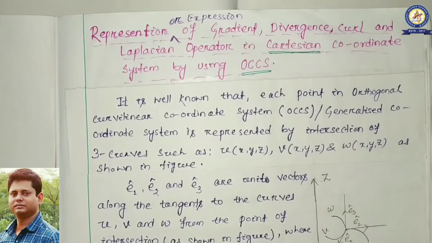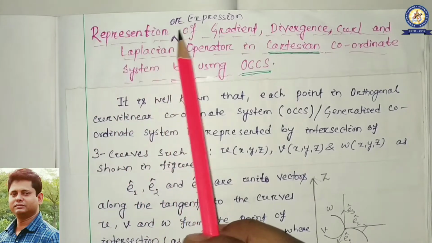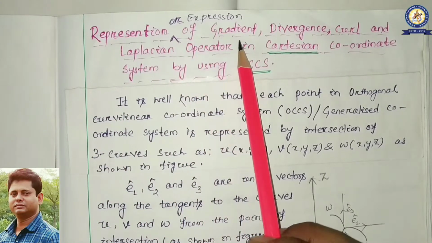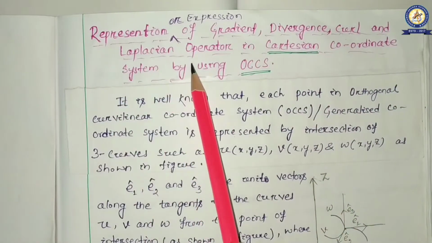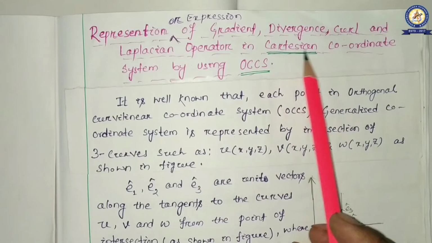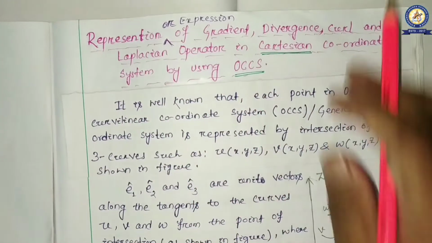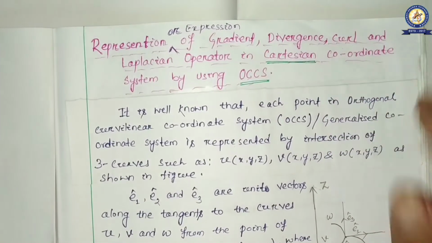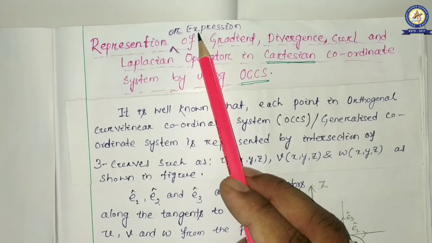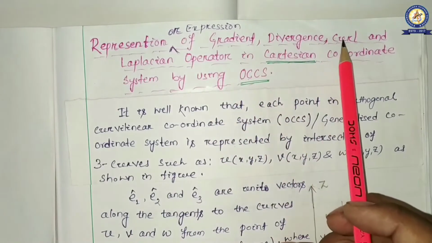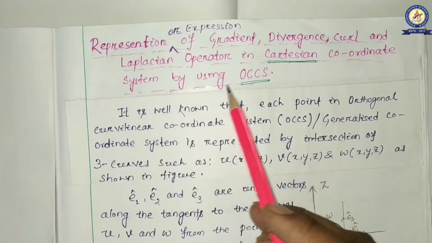In this class, we are going to discuss the representation or expression of gradient, divergence, curl, and Laplacian operator in Cartesian coordinate system by using OCCS. Before that, we have to discuss how to represent, or what is the expression of gradient, divergence, curl and Laplacian operator in Cartesian coordinate system by using OCCS.